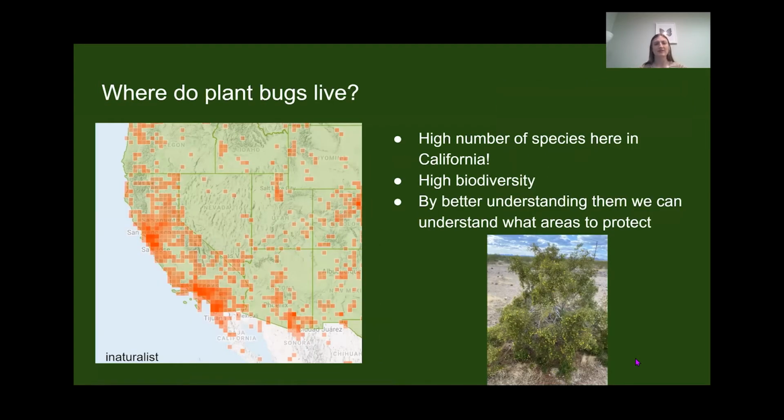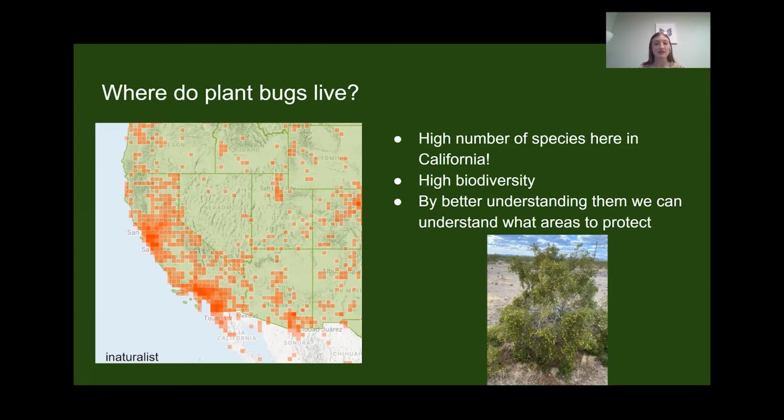So where do plant bugs live? Well, they live all over the Nearctic, which includes places such as the US, parts of Europe, and parts of Asia. But here in California, we're lucky because we have a high number of species that only live here. We are what is called a biodiversity hotspot for the plant bugs. This is just where we have a high number of species that all have small ranges. So they only live in California, and usually only in specific parts of California.